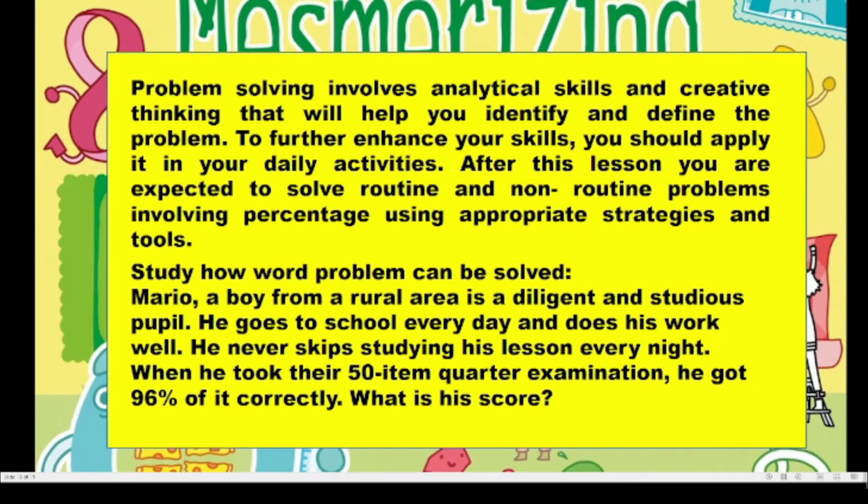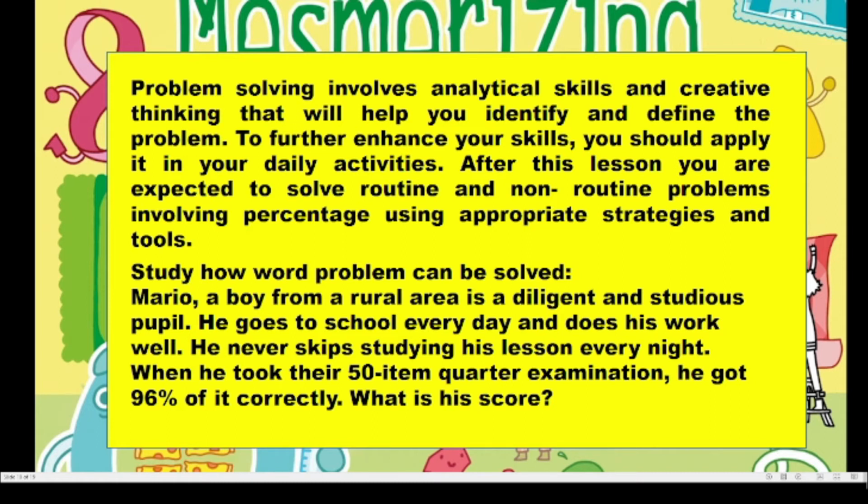Problem solving involves analytical skills and creative thinking that will help you identify and define the problem. To further enhance your skills, you should apply it in your daily life activities. After this lesson, you are expected to solve routine and non-routine problems involving percentage using appropriate strategies and tools. Study how a word problem can be solved.